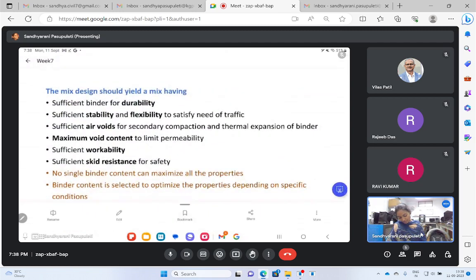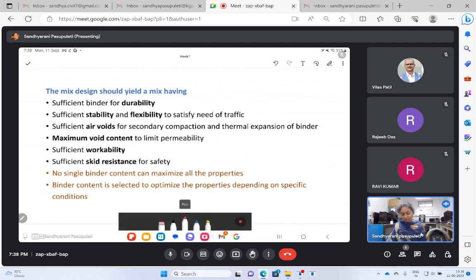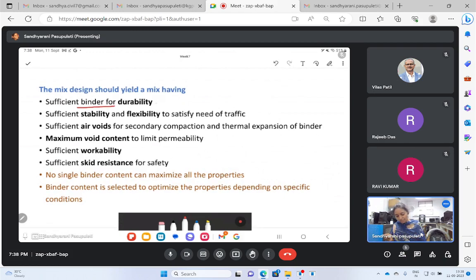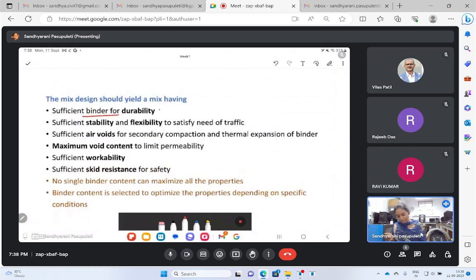So finally, what is the outcome we expect from a bituminous mixture to be used in the field? It should have sufficient binder. If it has sufficient binder, that means sufficient coating will be there. Thereby, whatever performance we are seeing in the bituminous mixture today, even after 5, 6 years or 10 years, if sufficient coated aggregates are available, then its durability can be maintained, along with sufficient stability and flexibility to satisfy the need of the traffic.